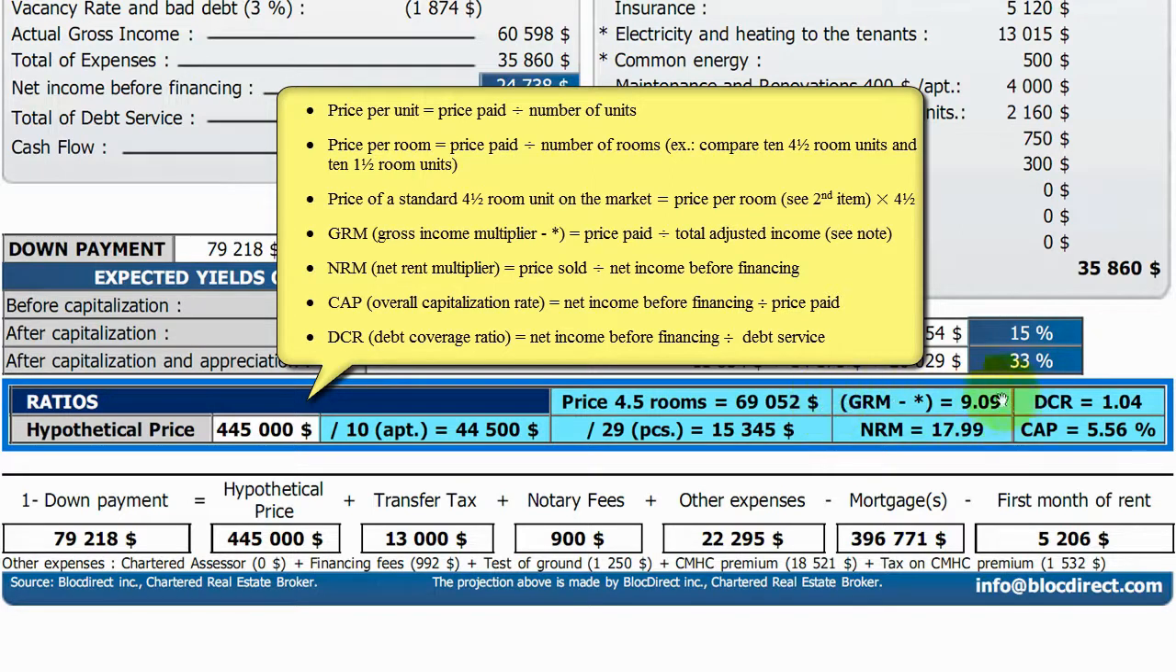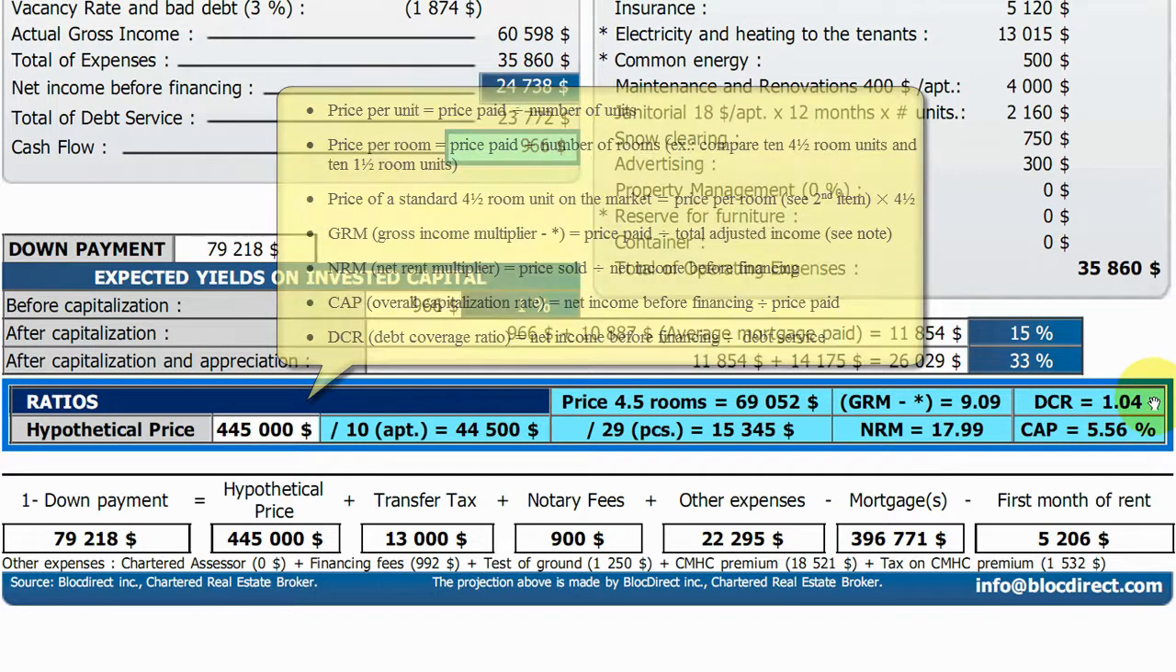GRM, gross income multiplier, equals price paid divided by total adjusted income, see note. NRM, net rent multiplier, equals price sold divided by net income before financing. CAP, overall capitalization rate, equals net income before financing divided by price paid. DCR, debt coverage ratio, equals net income before financing divided by debt service.